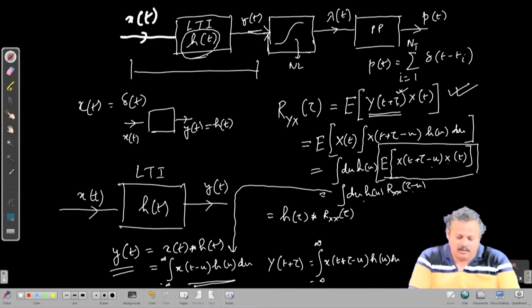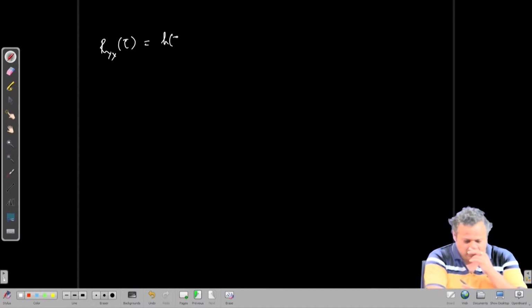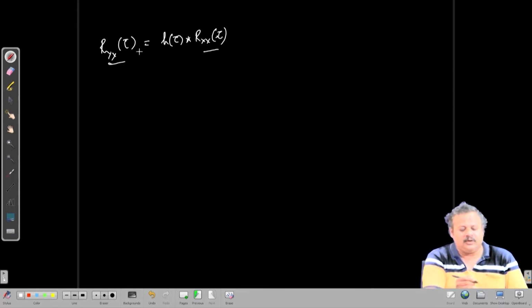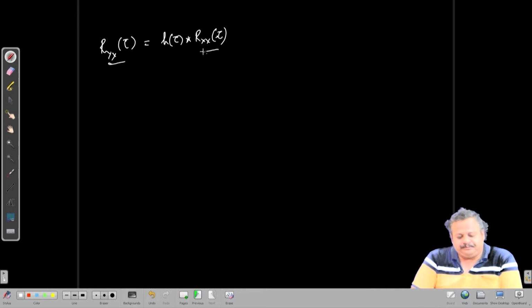So in a sense, what we have here is that R_yx(tau) is nothing but h(tau) convolved with R_xx(tau). This is the cross correlation function of the output with the input, and this is the autocorrelation of the input.